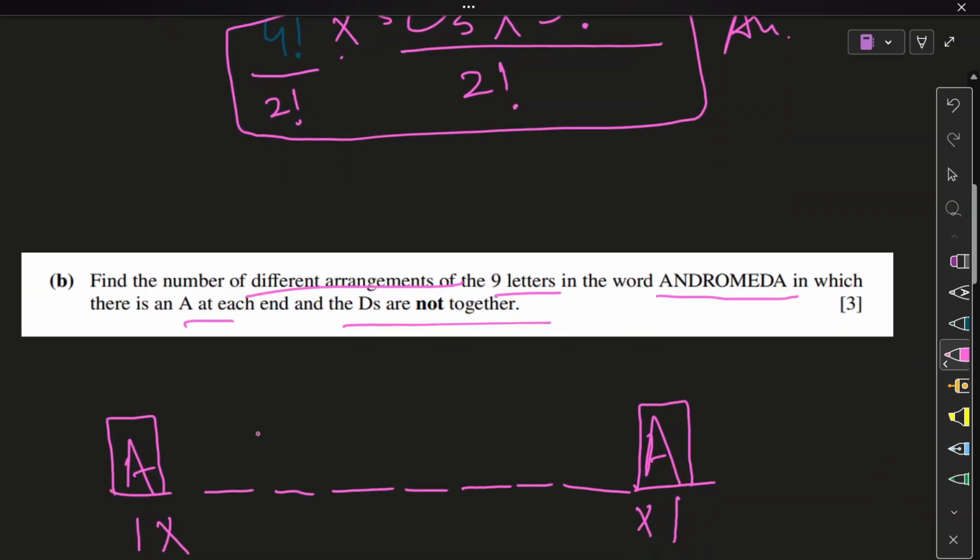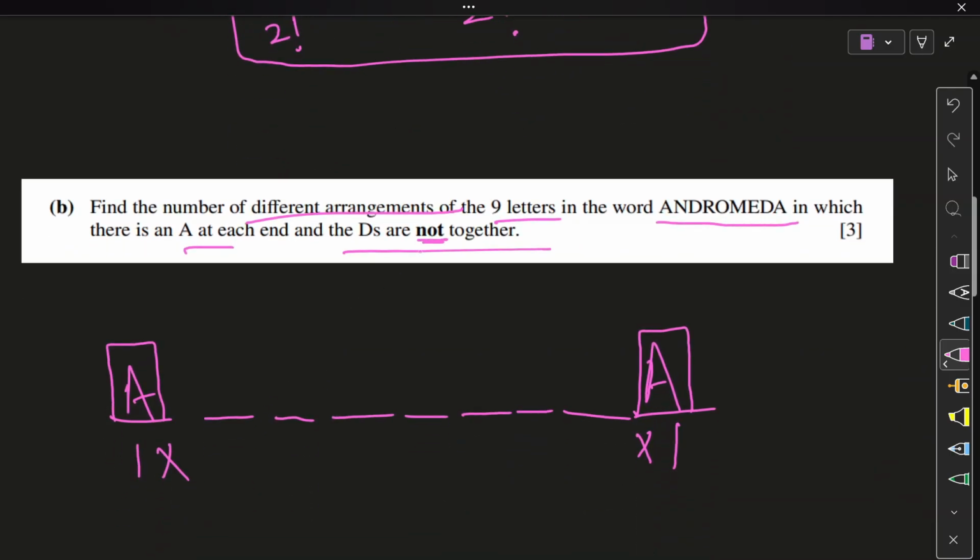These two D's cannot be together. They are not together, right? They have not said not at all. They've just said they are not together. Easy question. Let's go for the universal separation method again.